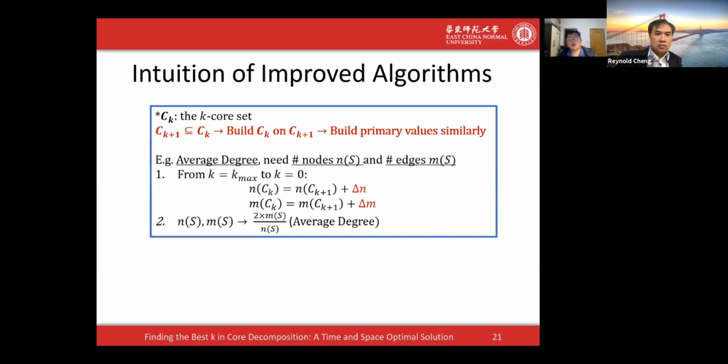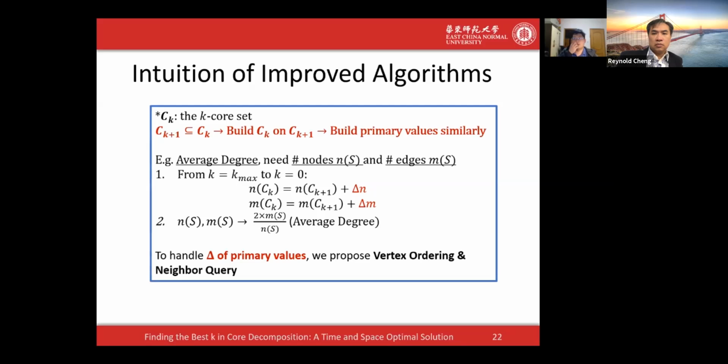To conclude, in our framework, we compute the primary value of every k-core set with the help of the (k+1)-core set, and then we compute the community score from the primary value. To handle the delta part, we propose vertex ordering and neighbor query.